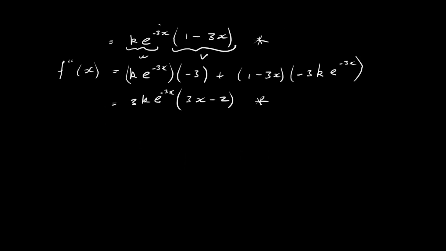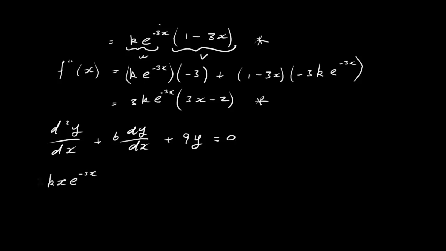So let's see, what was it? d squared y dx squared plus, I think it was 6 dy dx plus 9y. Yeah, 9y equal to 0. So let's put them in here. Our second differential here, I might just multiply this out at this stage. What you'll actually get here is 9kx e to the power of minus 3x minus 6k e to the power of minus 3x. So that's my second differential.